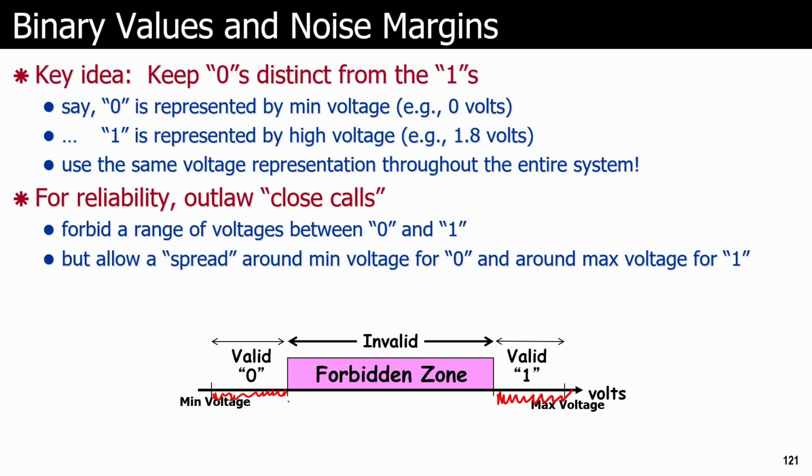And note that there is a range of values in between your high voltage and your low voltage that simply does not translate to a 0 or 1. It's going to be too close to call, and your physical system is not going to know whether you meant a 0 or a 1.